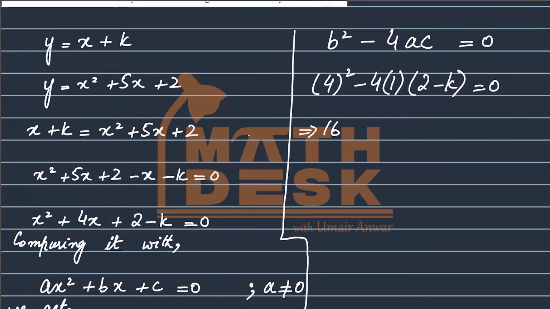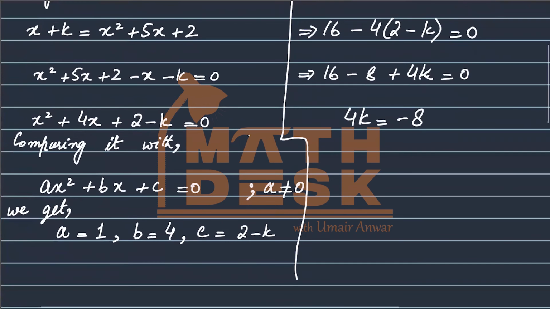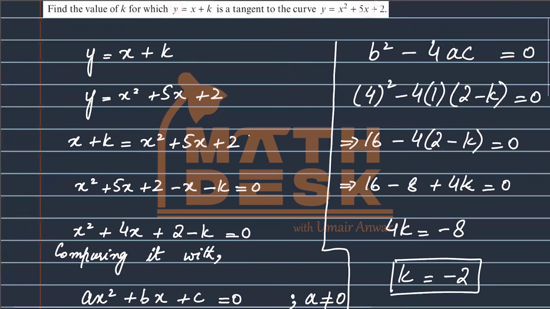We get 16 minus 4 times 2 minus k equal to 0. In the next step, we get minus 8 plus 4k equal to 0. So 4k is equal to 8. So the value of k in this situation should be k equal to minus 2.